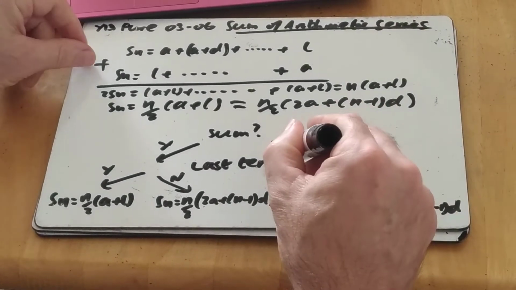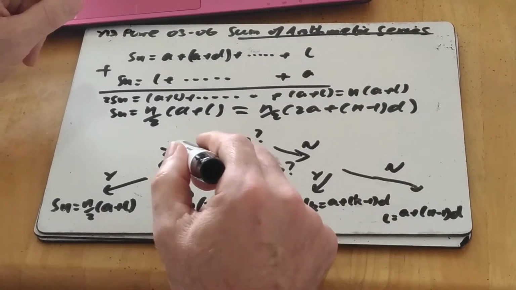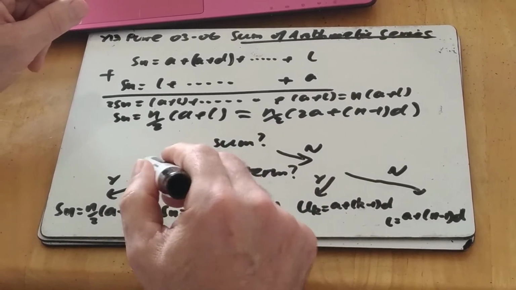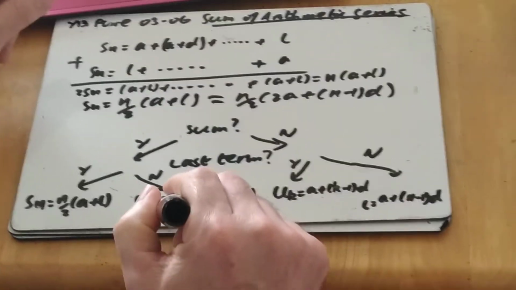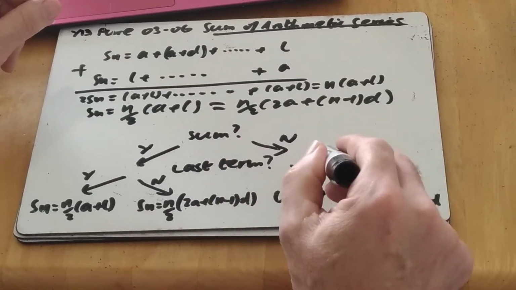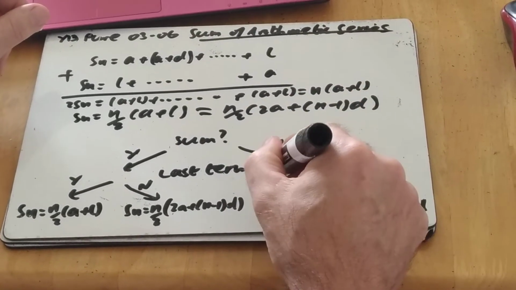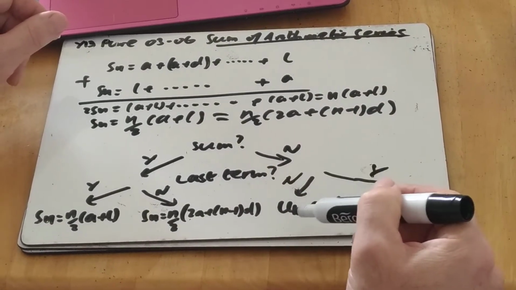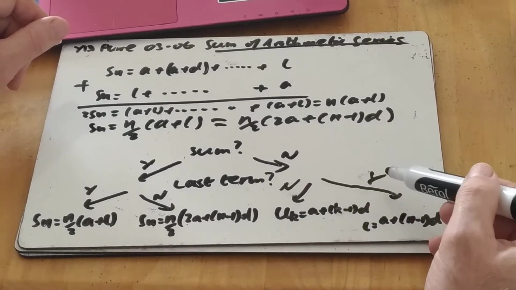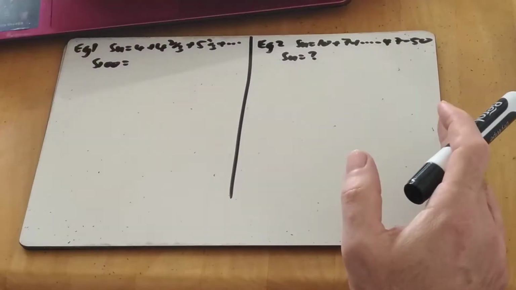So, either way around, you can consider, does the question involve the sum, does it involve the last term? If it involves the sum and the last term, I use S n equals n over 2 (a plus L). If it involves the sum but not the last term, I use S n equals n over 2 (2a plus n minus 1 d). If it doesn't involve the sum, and doesn't involve the last term, I use the general term, u k equals a plus k minus 1 d. If it doesn't involve the sum but does involve the last term, I use L equals a plus n minus 1 d. And I'm going to be referring to that as I do my examples.